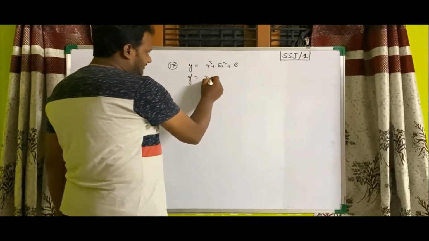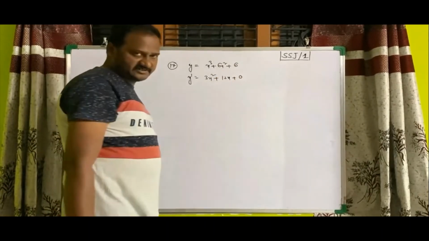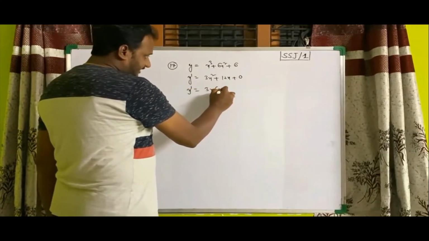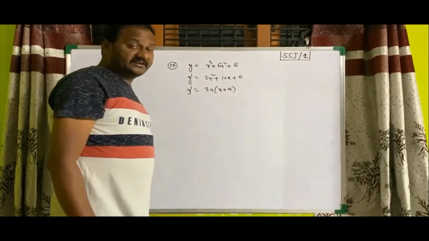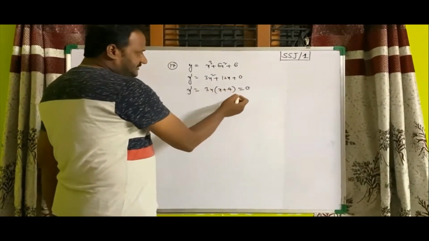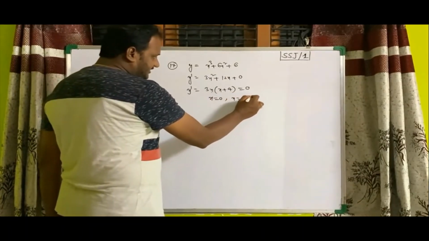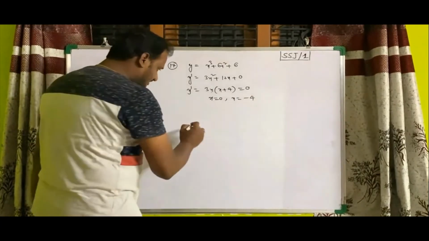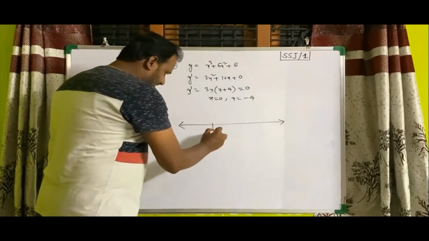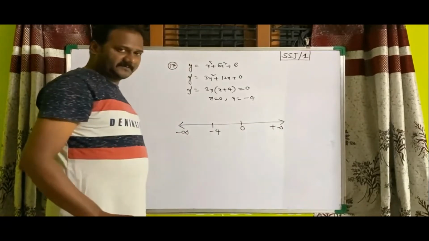Y dash is equal to x cube, derivative is 3x square. 6x square is 12x. Of course, this is constant. Therefore, y dash is going to be, if you take 3x common, then x plus 4, 3 4s are 12. In order to find the turning points, you need to equate this with 0. So 3x times x plus 4 equal to 0 means either x is equal to 0 or x plus 4 equal to 0 means x equal to negative 4. There are two turning points. Let us take two turning points on the number line. So first one is minus 4, next one is 0, this is plus infinite, this is minus infinite.